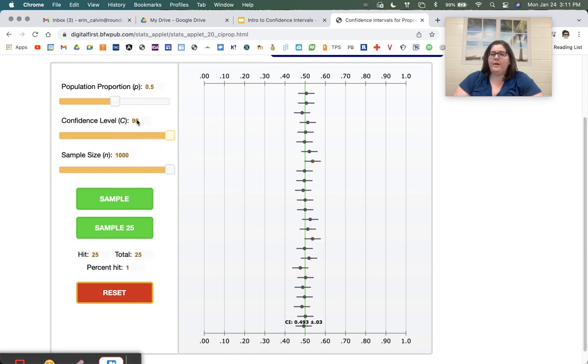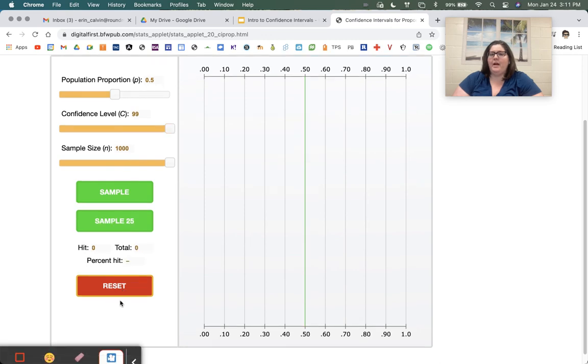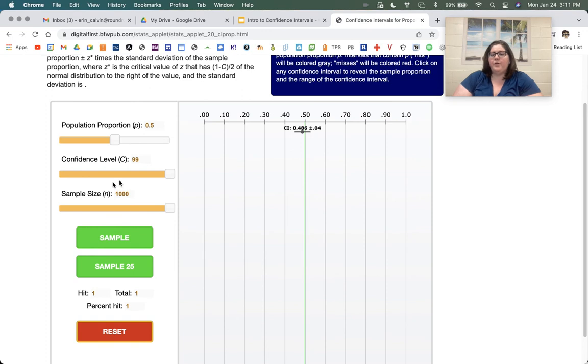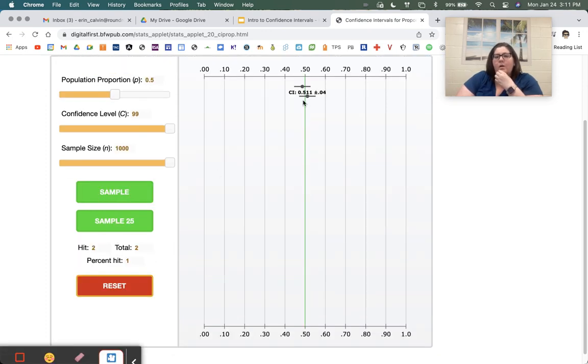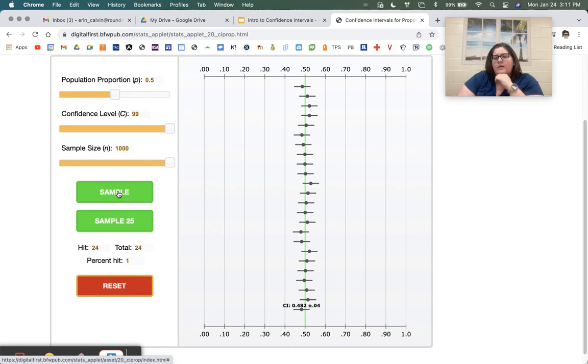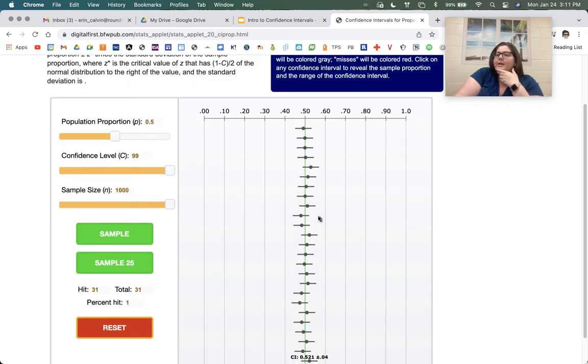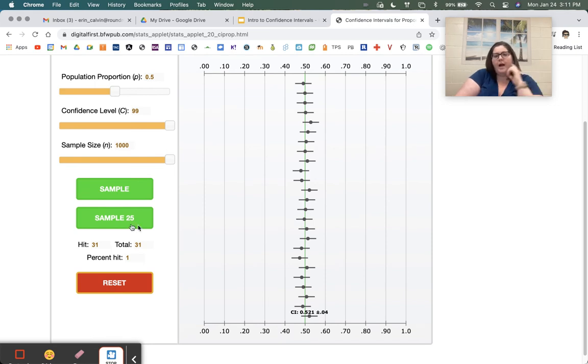Okay, let's see what happens if I keep my sample size at 1,000, but if I up my confidence level. So if I went up to, instead of 95, I'm going to do 99. Okay, so when I do that, my interval, notice it might be kind of hard to tell, but my interval does get a bit wider. And when I do this, on that example, I'm capturing the true proportion more of the time.